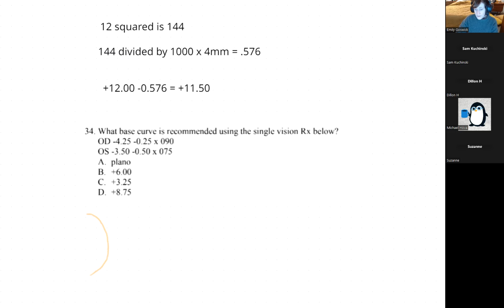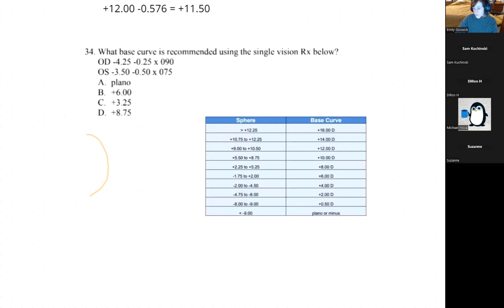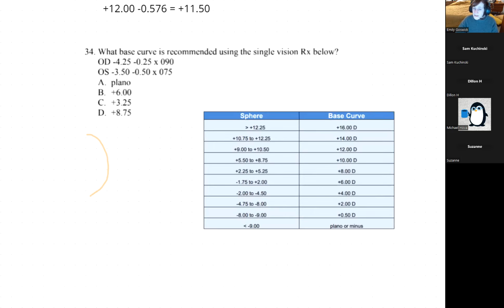Okay, so it's whatever this curvature is, and there are ideal base curves for all powers of lenses. I'm just going to remind you of this chart. Again, I do think it is a little bit of a bummer because you kind of just have to know this one. But I think they would probably give you something relatively in the middle of this chart. In this case, what we would do is look for the 425 and the 350.